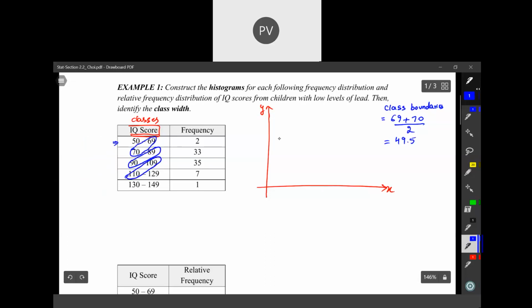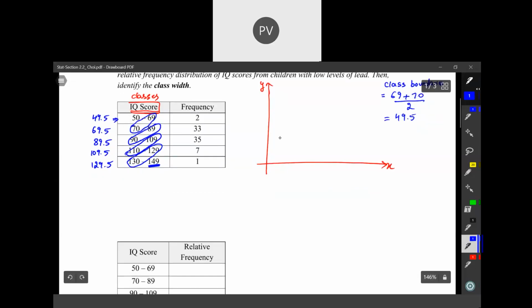If you calculate like this, your final answer for the class boundaries is going to be 49.5, 69.5, 89.5, 109.5, 129.5. Now, to calculate the last value, we do not know the next value, right? For this, you always have to add 0.5 to the number, which will take you to 149.5. Now, why is it exactly 0.5? Why is it always 0.5?